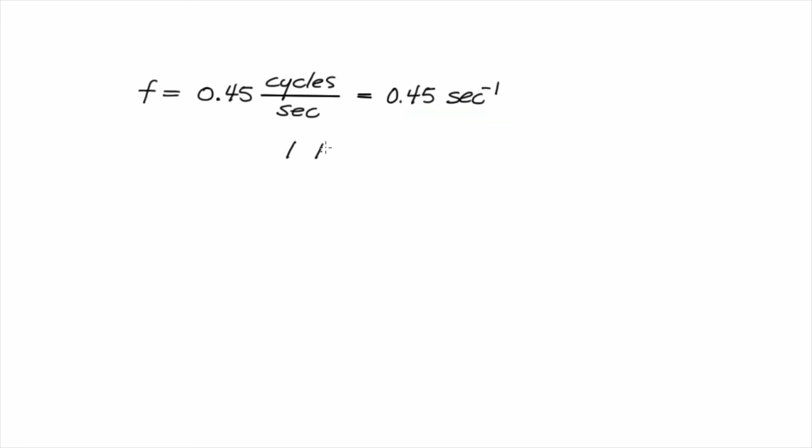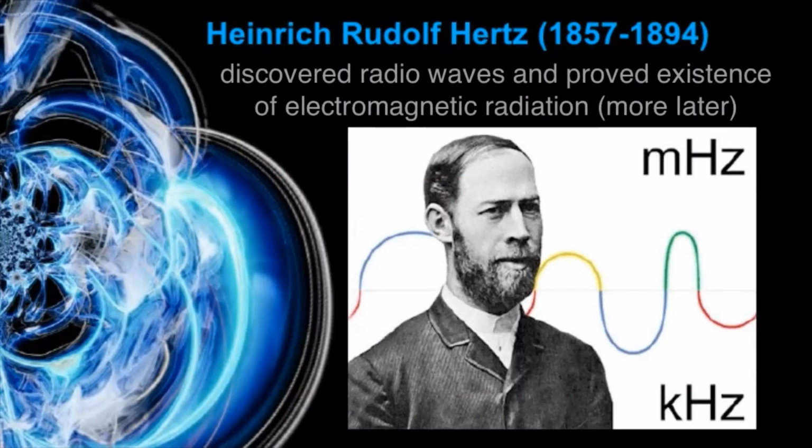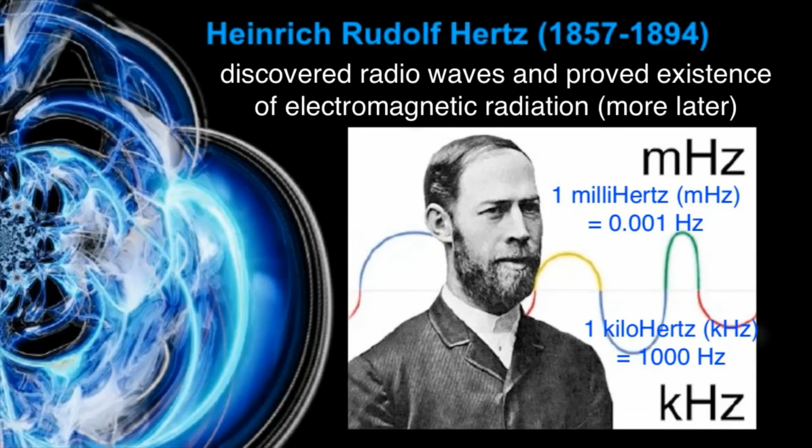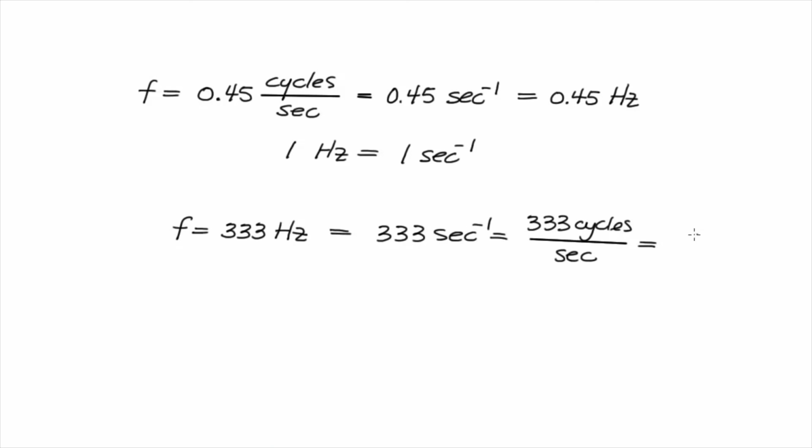Now, an inverse second is equivalent to another unit, a hertz, abbreviated by capital HZ. Hertz was a German physicist who made important discoveries about electromagnetic radiation, that is, radio waves, microwaves, light. Electromagnetic radiation is described with the same characteristics of a wave, wavelength and frequency. But radiation is also very different from these water waves. More on that later.